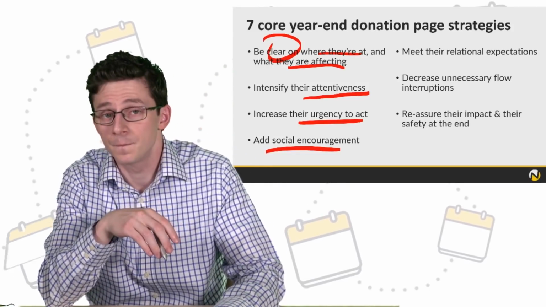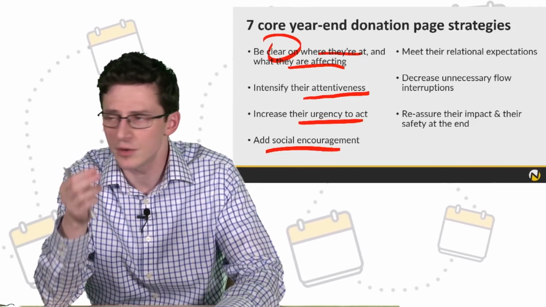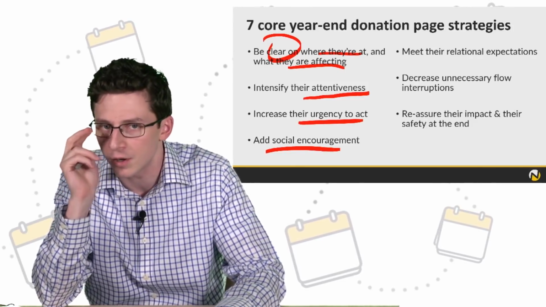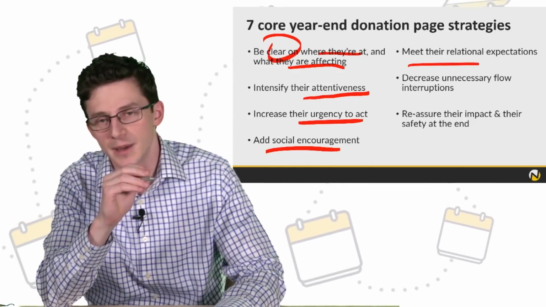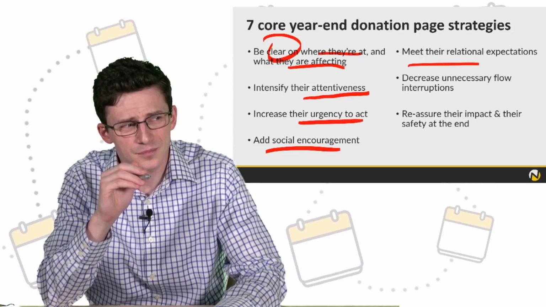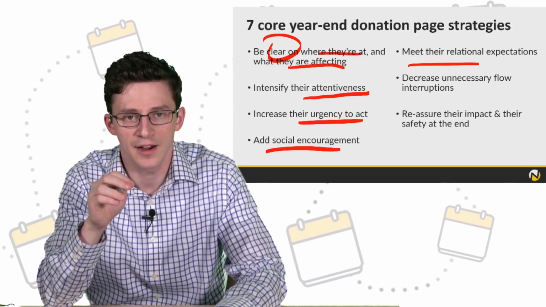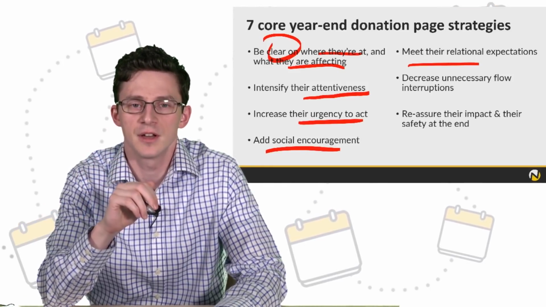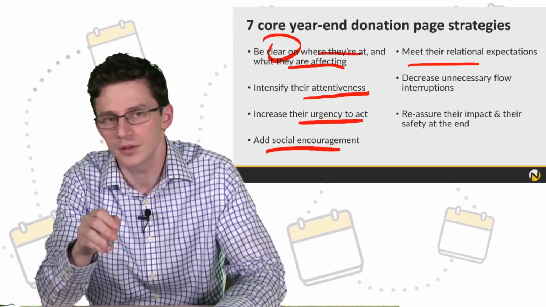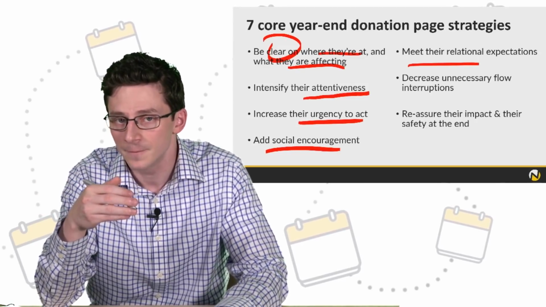Encourage them socially, all right? Let them know that others are giving too. Let them know that they're on a winning team, that you guys are really close to the goal and that they could be a part of making that goal, okay? Meet their relational expectations. If you know that the average gift is a lot higher, you might want to test an open field, but definitely don't force them into a recurring gift. Let them feel like they've made that single gift, or let them make the decision to make the recurring gift. Give them a reason to, okay?